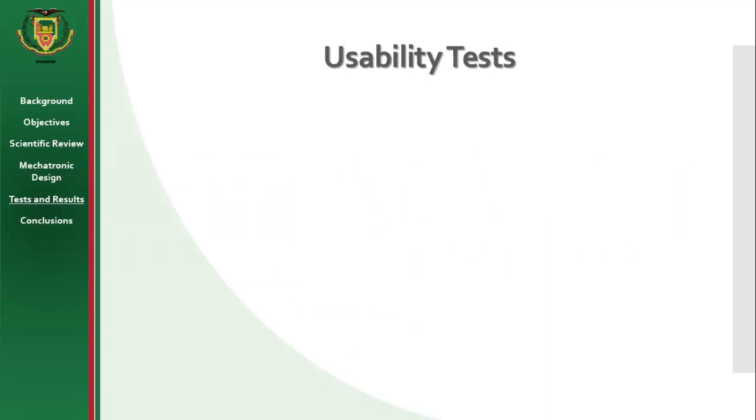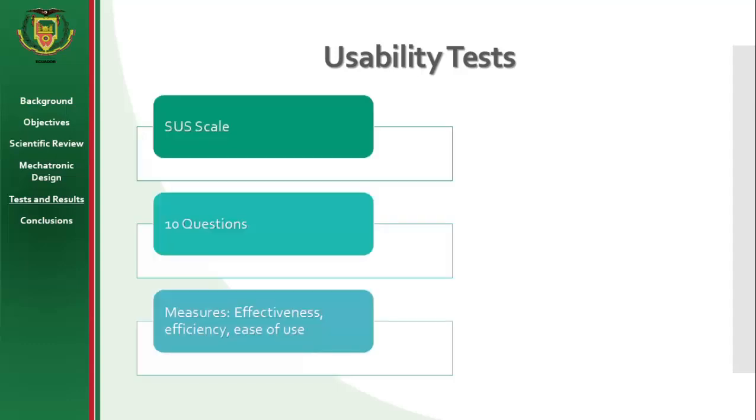Usability test. The usability of the robot was evaluated by the SUS, System Usability Scale, method, which is a tool that allows measuring the usability of a device or application. The results obtained are reliable. The SUS survey was conducted on 22 people who range in age from 22 to 26 years.